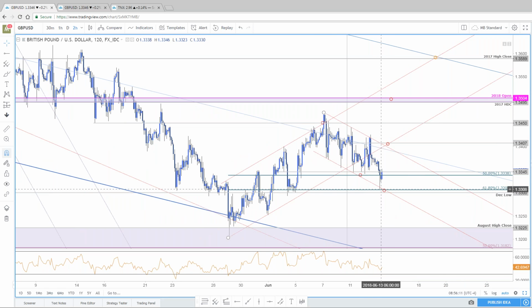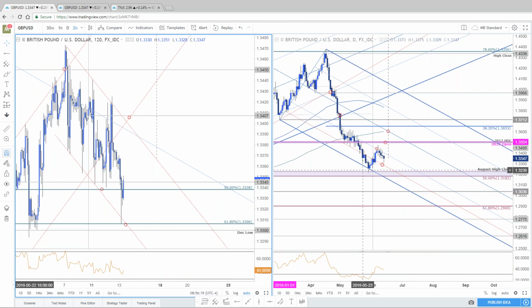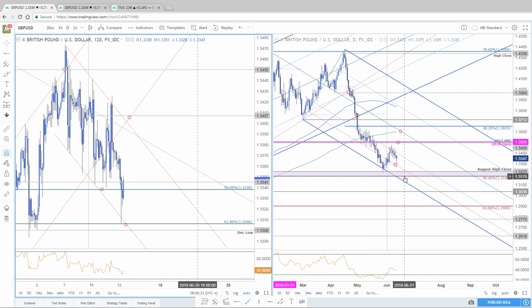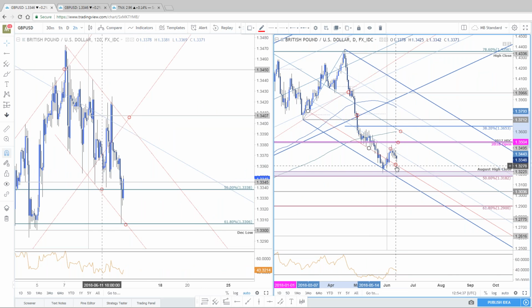Below 133, I'm out. I have no interest in trying to fade it. If we break below this region, you have to be mindful of where we're trading in the broader picture of things. We could see a larger drop right back into key support at 131.80. That'd be down here.